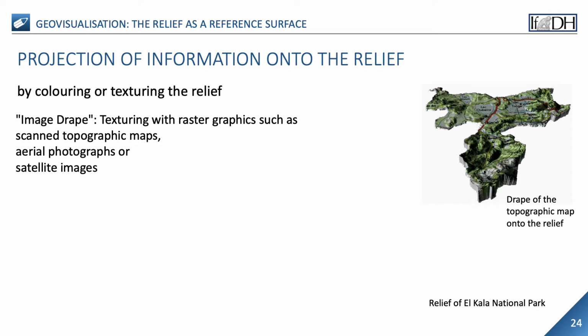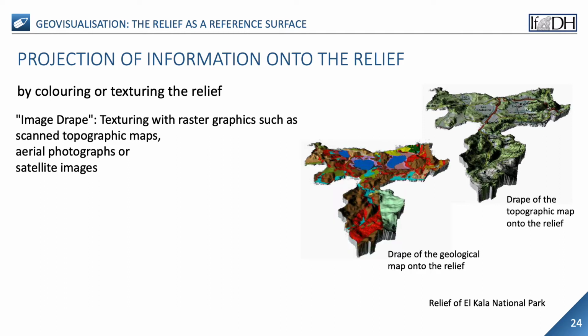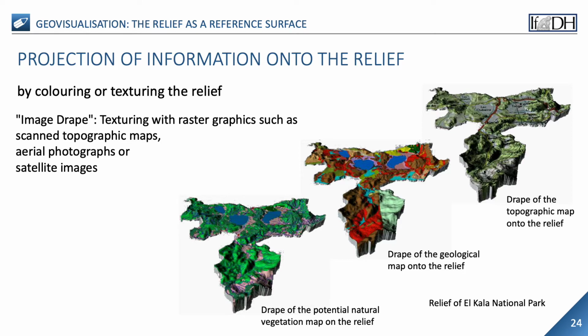However, the relief does not only serve as a reference surface for terrain heights. As a so-called image drape, terrain models can be textured with raster graphics such as scanned topographic maps, aerial photographs or satellite images. Or as a drape of the geological map onto the relief, here again as an example the El Kala National Park. Or as a potential natural vegetation as the texture of the relief.